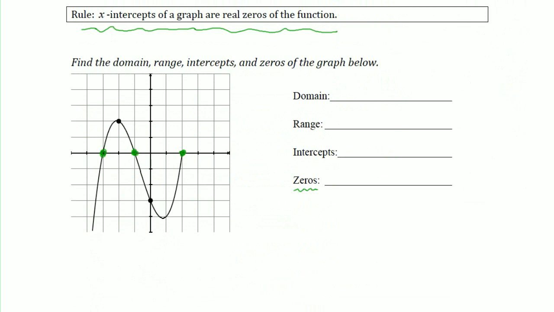And I would never write a 0 as an ordered pair because remember, the definition is that a 0 is an input to the function that makes the output 0. So these are just inputs. These should just be numbers. It looks like we've got one at -3, another one at -1, and another one at +2. I'm just going to list these as numbers. I would never list zeros as ordered pairs.